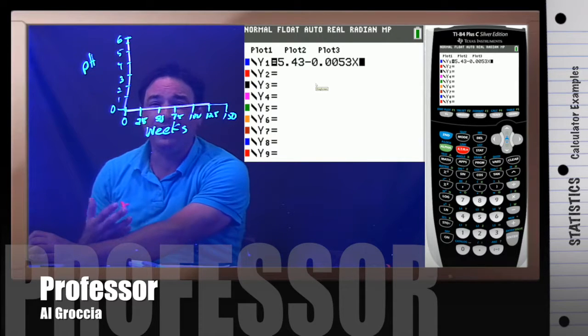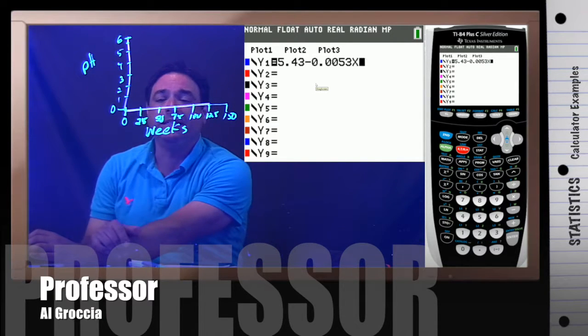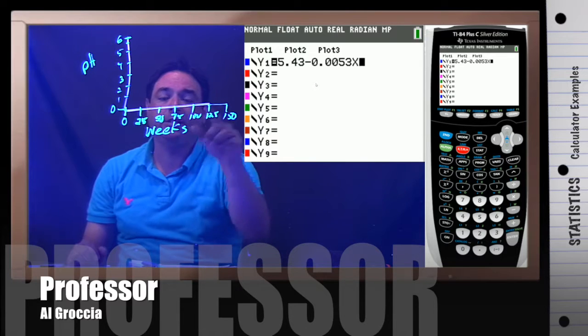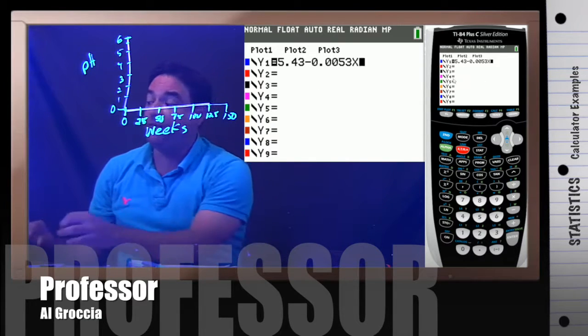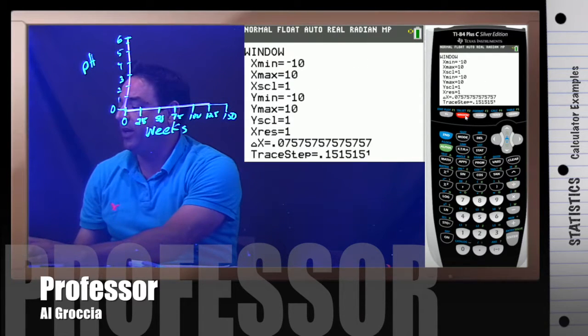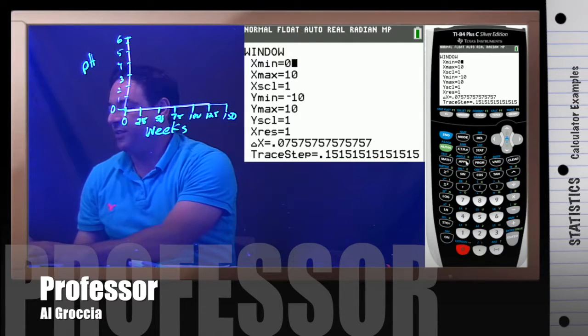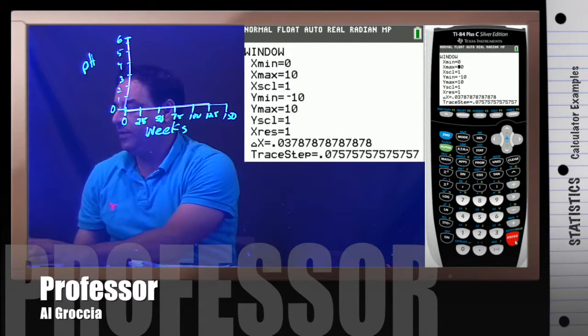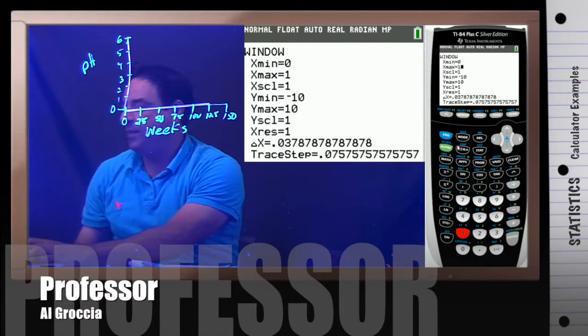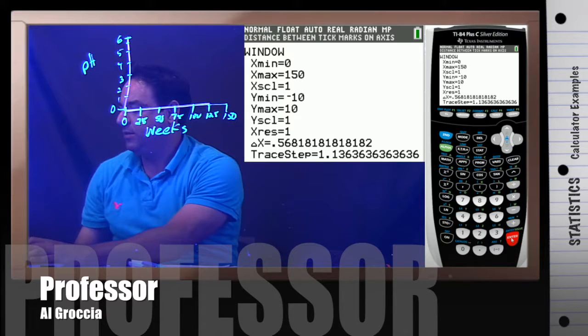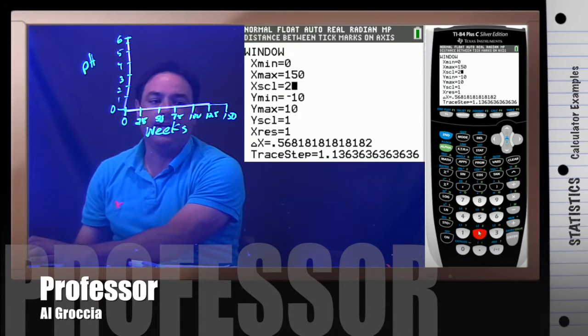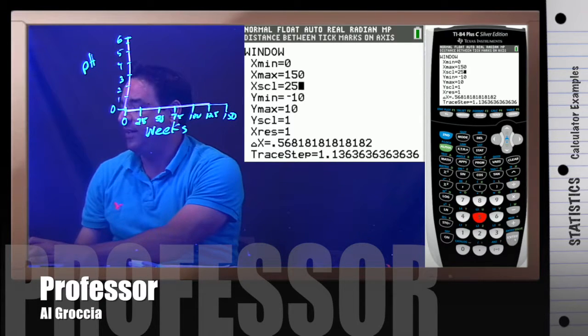Now if I hit graph at this point, we wouldn't really see anything. The reason is we have to make sure we have the correct window. This is why we did it first. So then we're going to press window. Our x minimum would be 0. Enter. X maximum, 150. Enter. X scale, we counted by 25s. Enter.